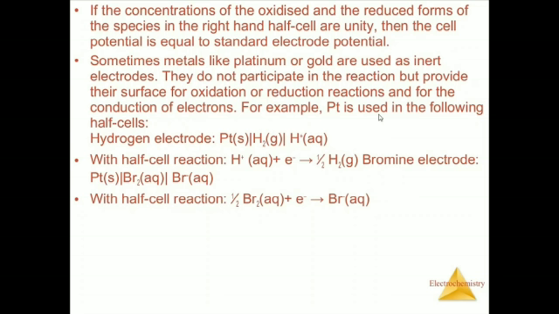Bromine electrode: platinum, bromine, bromide ion. In this half cell, half bromine takes an electron and converts into Br minus ion.